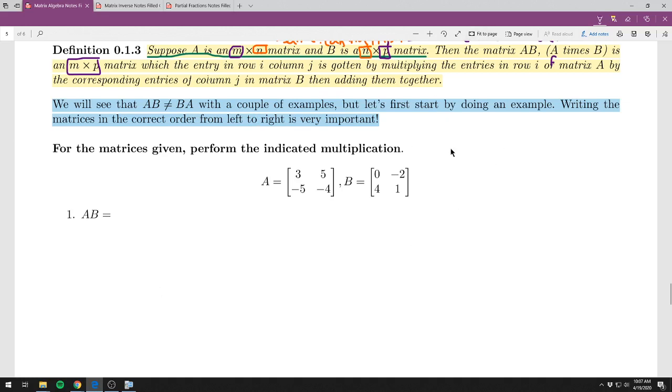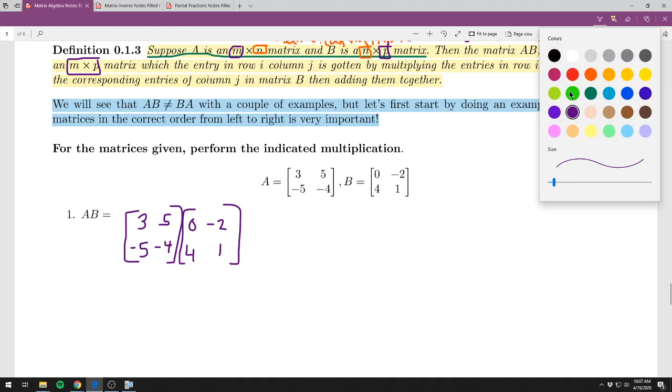All right, so the first thing to do when I have to multiply matrices is do like we did with addition, write down the matrices in order. I want to do A on the left, 3, negative 5, 5 and negative 4, and B on the right, 0, 4, negative 2 and 1.